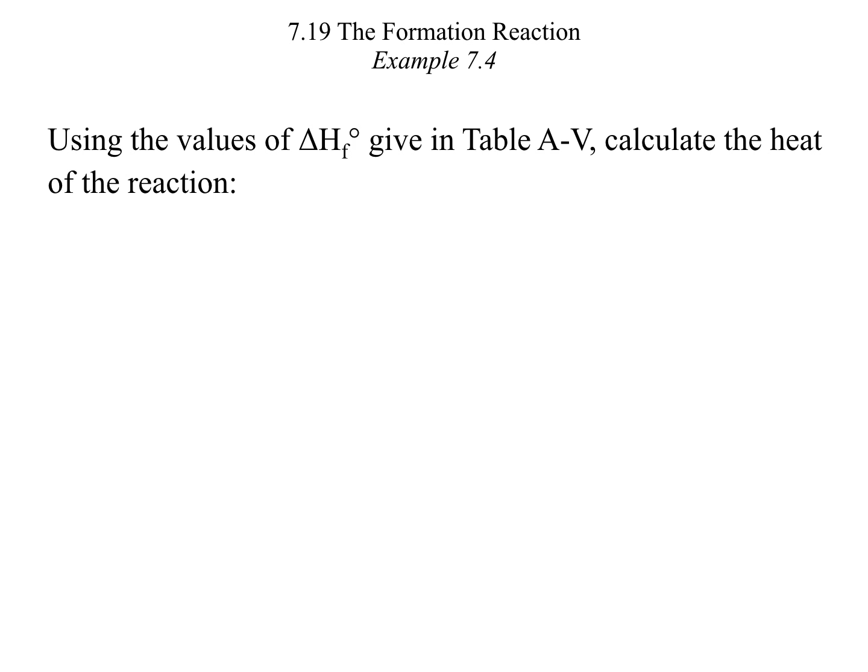So this is example 7.4. Using the values of standard enthalpies of formation given in this table in the book, calculate the heat of reaction for this particular process: iron oxide plus hydrogen going to iron plus water. So the first thing we need to do is make sure we balance the chemical equation.